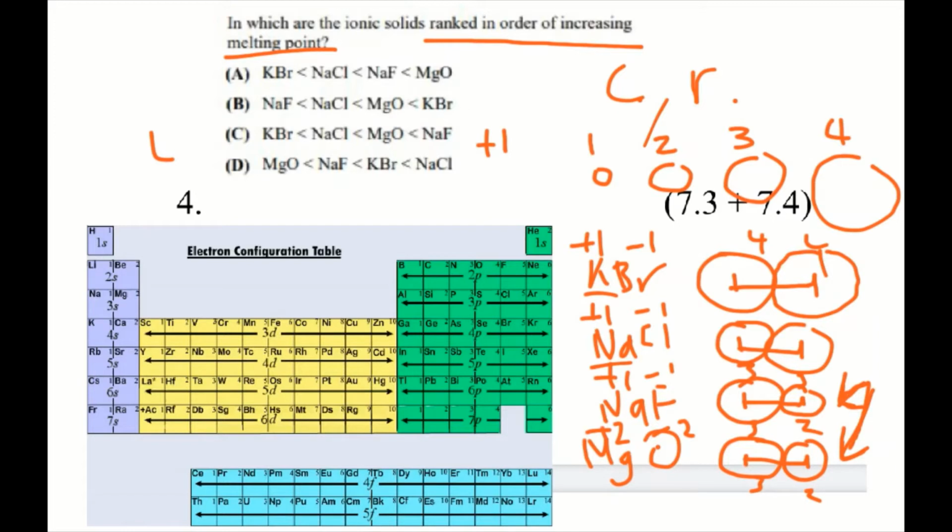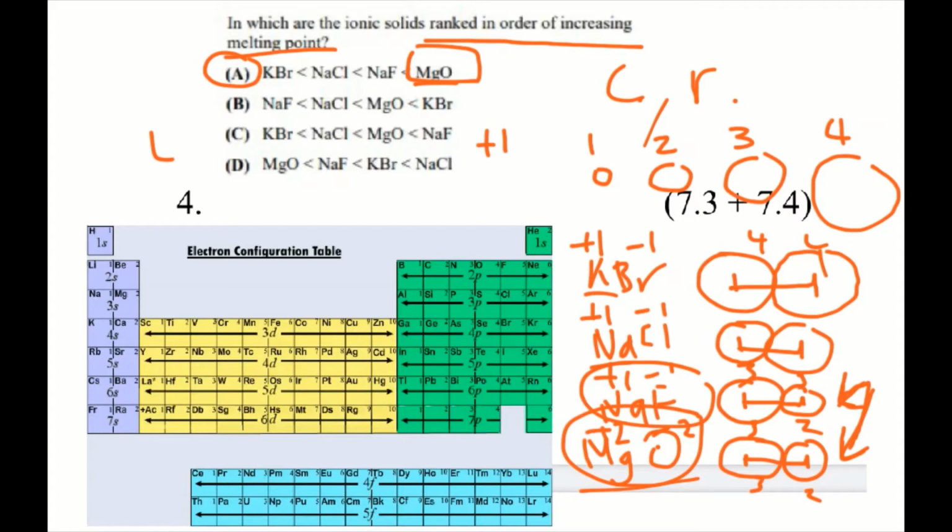So we have to compare NaF and MgO. Looking at these two salts, we can see that MgO has higher charges than NaF, and higher charges means more attraction according to Coulomb's law. So because of this, MgO should have the highest melting point, and among the answer choices, MgO has the highest melting point only in answer choice A, so we could just choose A. And we're not just going to stop there because we want to learn, and if we want to learn, we have to go through all of them.